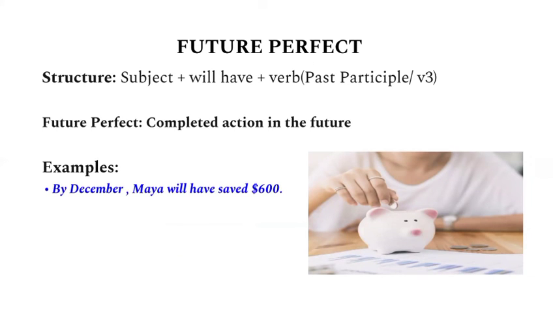Next, future perfect tense. To understand future perfect, let's take a situation. For example, by December, Maya will have saved $600. Let's imagine a girl who wanted to save some money. So she is going to save $100 a month from now on. This is July. So by December, Maya will have $600. This sentence shows that the action of saving $600 will be completed by that time. This is the future perfect tense. It's a point in the future that looks back. It talks about the completion of an action. We make this sentence with subject plus will have plus verb V3 form.